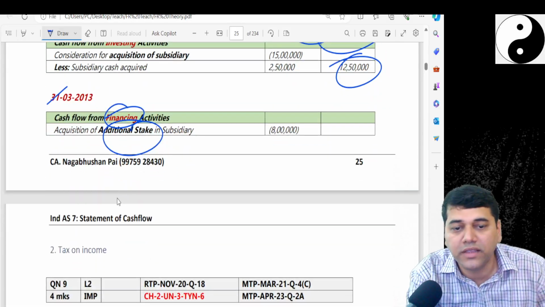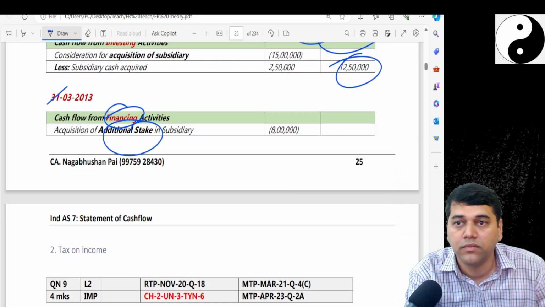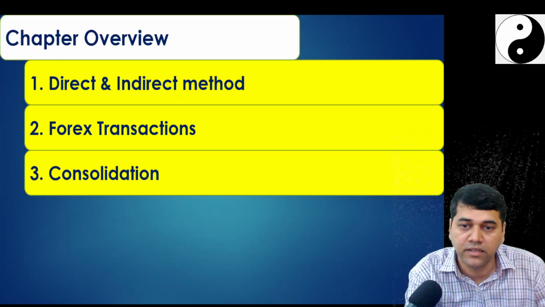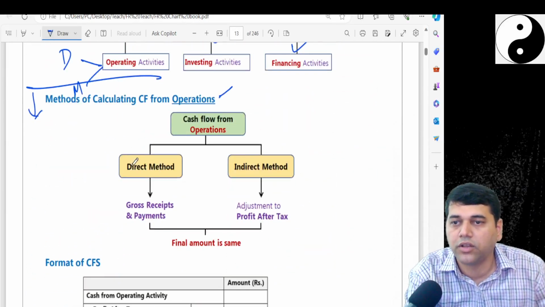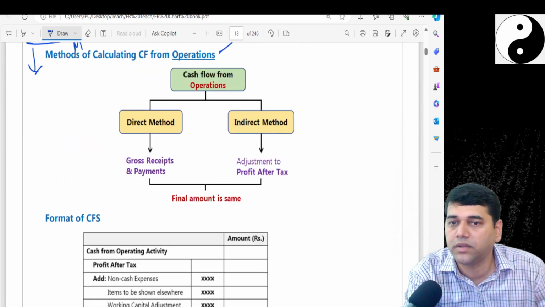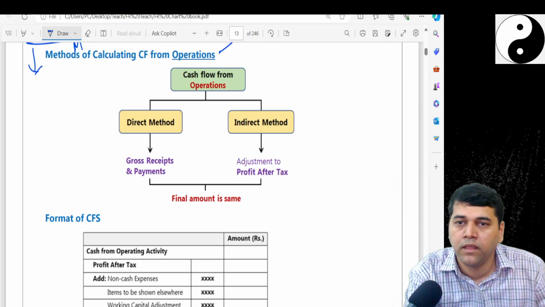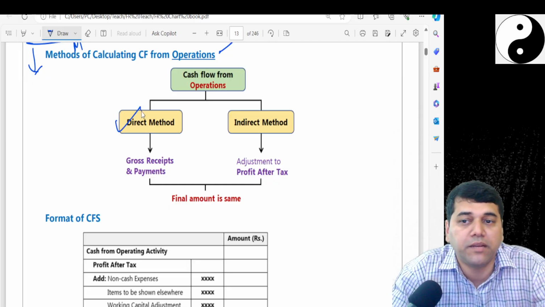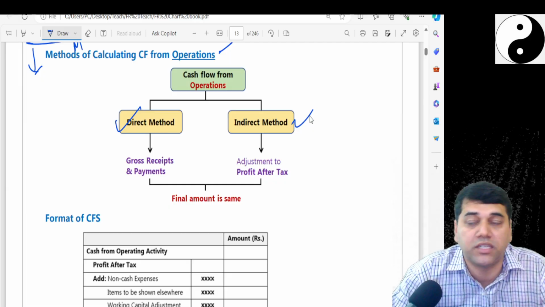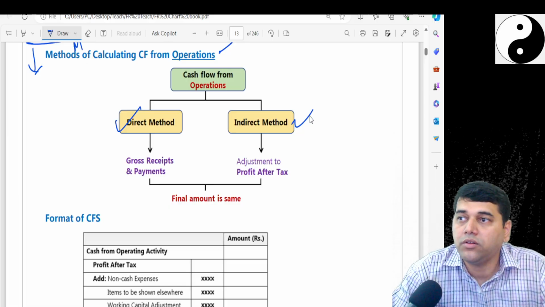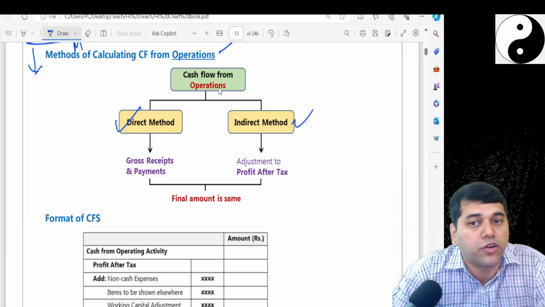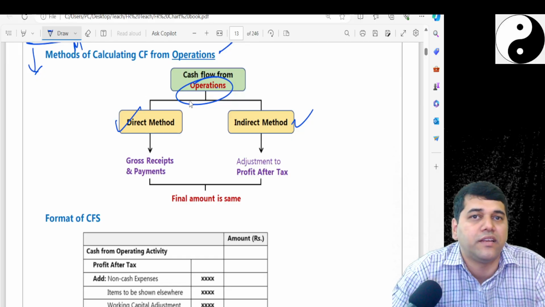Before we solve the tax on income, we will look into some theory on the direct and indirect methods. Okay, so we discussed up to here, correct? So now we will solve the problems. We have two methods called the direct method and indirect method. Be careful which method they ask you. Maximum time they will ask you the indirect method. Now, this is applicable only for operations because investment and financing activity is fairly the same.